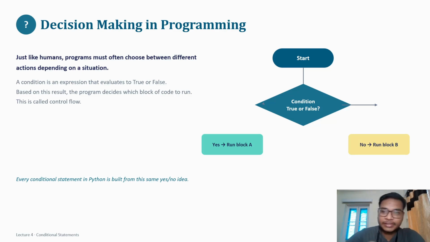Just see the diagram here. There is a start and there is some condition. The condition is either true or false. If the condition is true, then run block A. If false, then run block B. So this is just like a real world example. Every conditional statement in Python is built from this same yes-no idea. So this is decision making in programming.